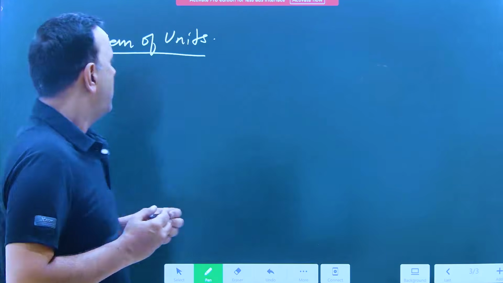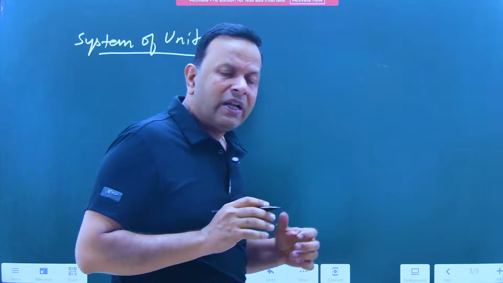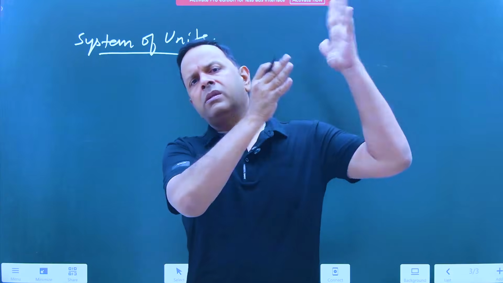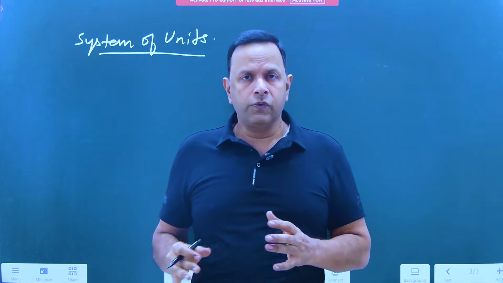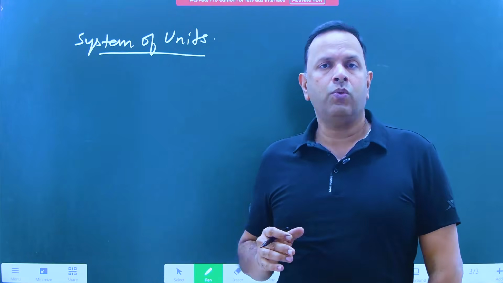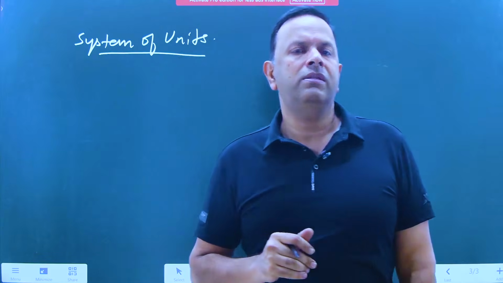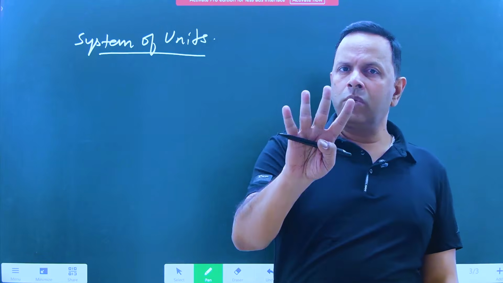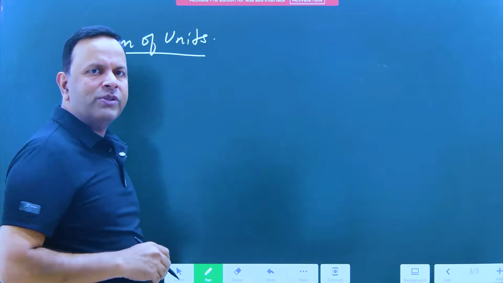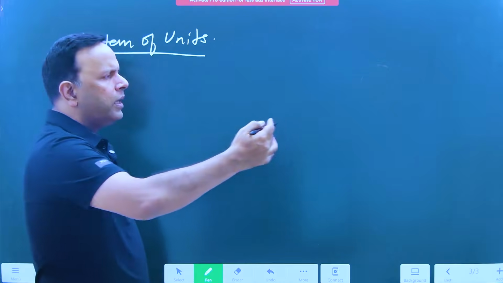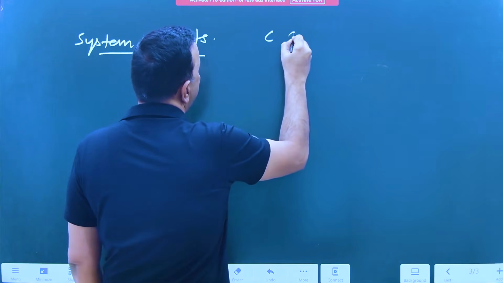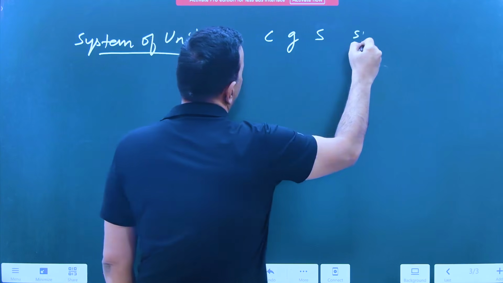What do I mean? In the beginning, it was considered that only mass, length, and time are the fundamental ones. In the late 1800s, this was the notion that mass, length, time are the fundamental quantities, and everything else is derived. Now, since there were only three fundamental things, the units for those three were taken, and accordingly, we had a system of unit called CGS.